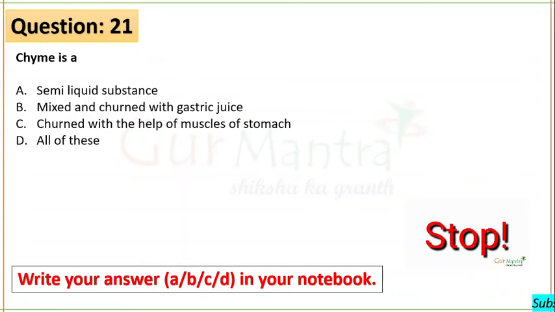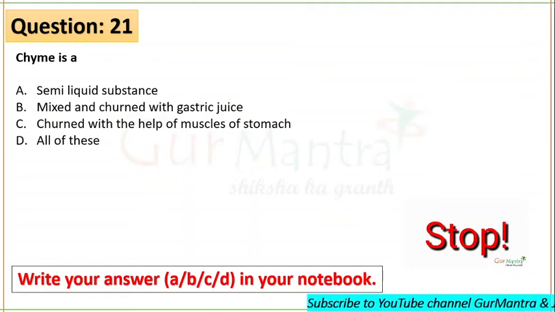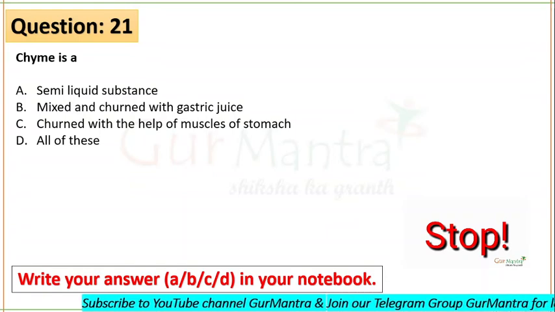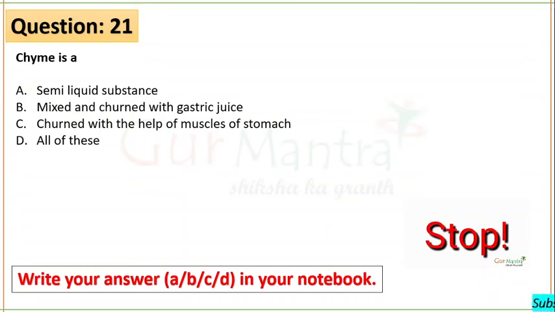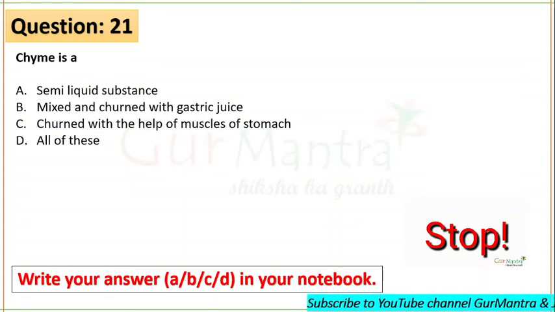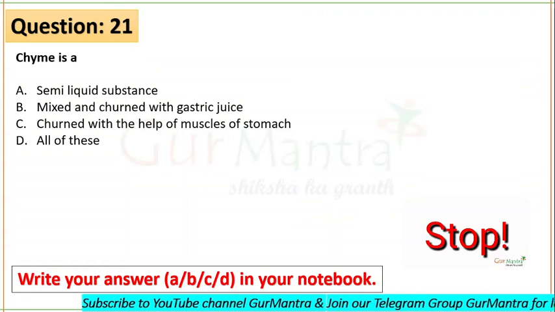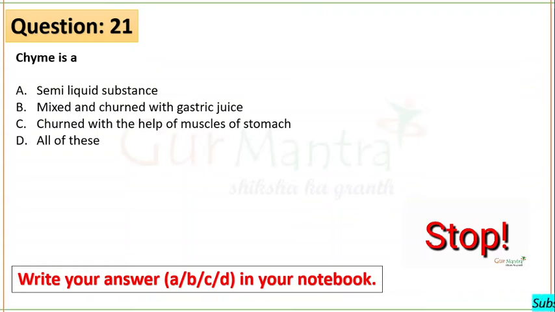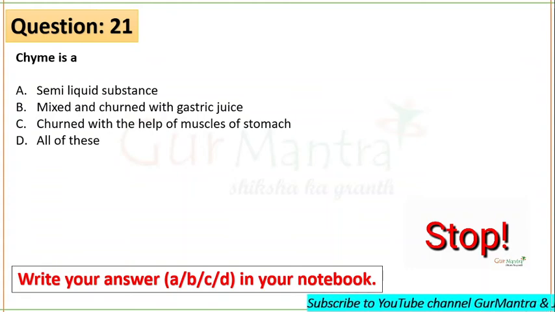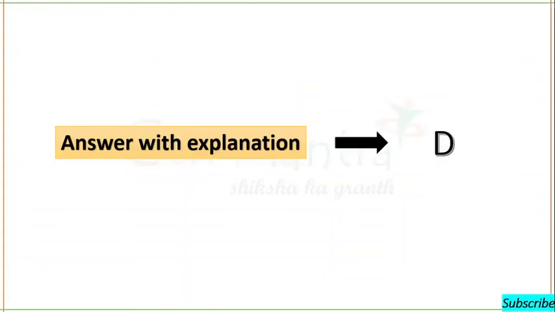Chyme is a semi-liquid substance which is mixed and churned with the gastric juice. It is churned with the help of the muscles of the stomach. There are folds of muscles of the stomach which churn the bolus, which is then converted into chyme, a semi-liquid substance. D is your right option. All the above options are correct. So that makes D your right answer. Next question is on your screens.